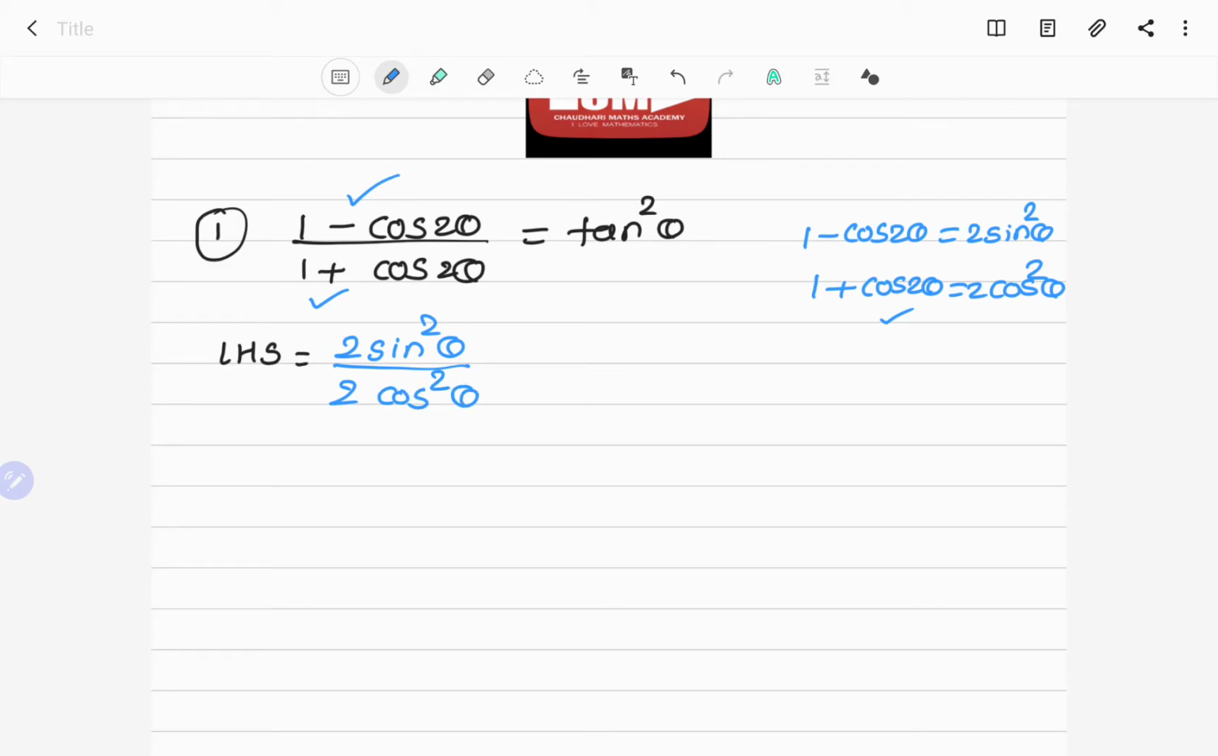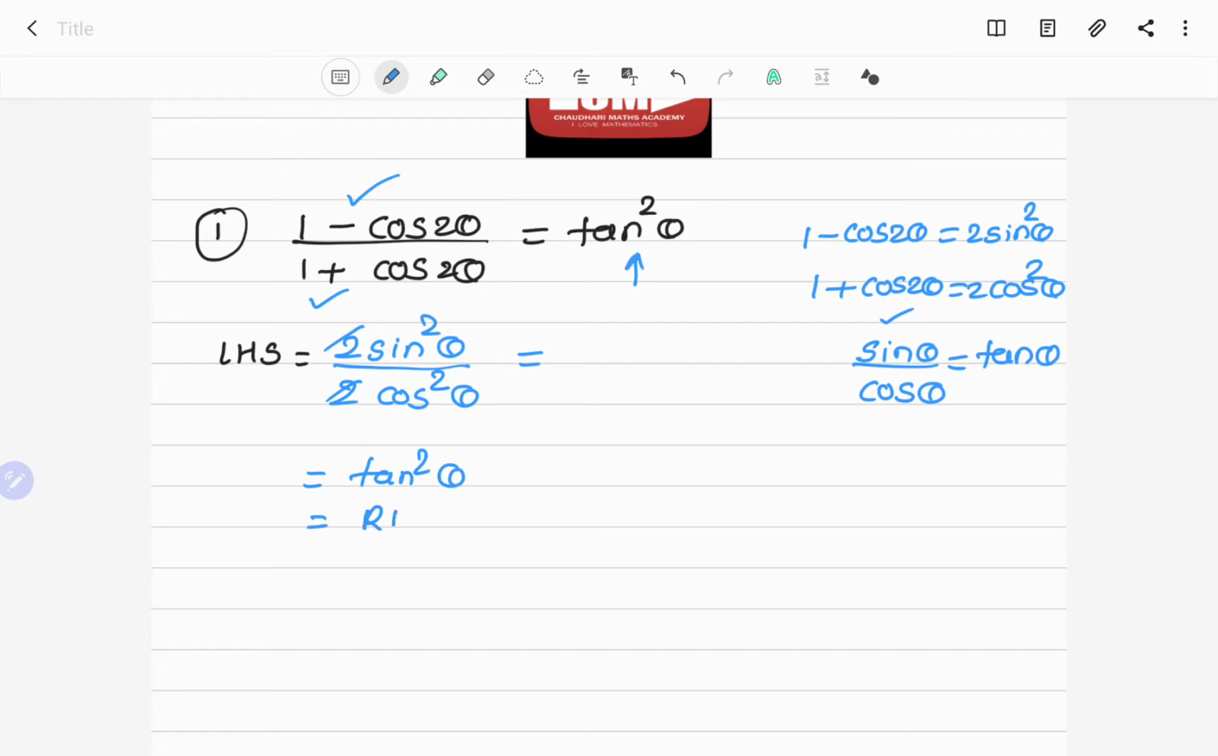In the next step, if you observe, this 2 and 2 cancel out, and you know that sine theta divided by cos theta is tan theta. So sine theta by cos theta is tan theta, but it is in the form of square. So sine square theta by cos square theta is tan square theta, which is equal to RHS.